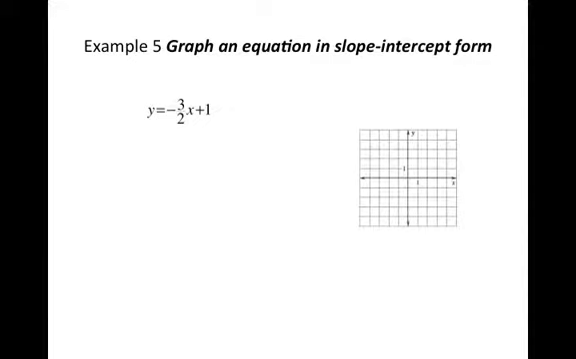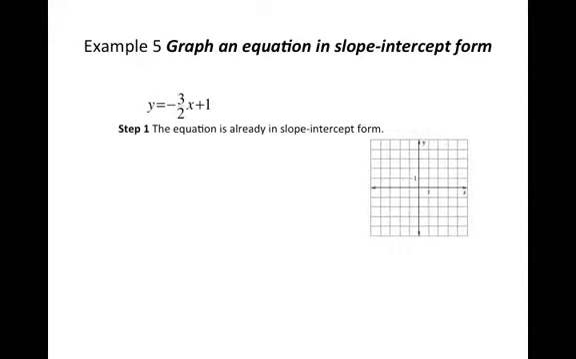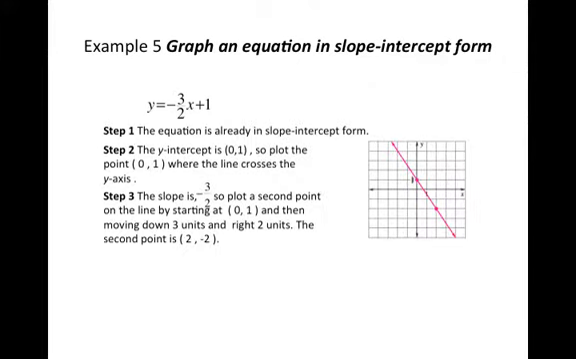All right, so we've got y equals negative 3/2 x plus 1. So from that we can see that it's in slope-intercept form. We can see the y-intercept is going to be 0, 1 from the 1 right here. So we plot 0, 1 on our graph. That's the point where the line crosses the y-axis. And then from there we use our slope of negative 3/2 to plot a second point starting at 0, 1.